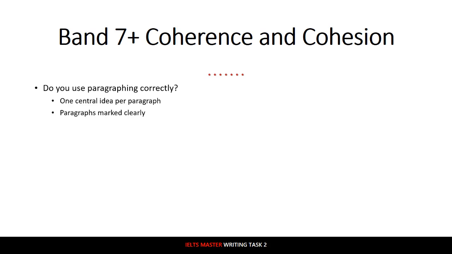First, do you use paragraphing correctly? Do you have one central idea per paragraph? Do you mark your paragraphs clearly? The way I recommend you mark your paragraphs clearly is by skipping a line when you finish one paragraph. Another way to say this is by leaving one line blank after you finish a paragraph. This makes it very easy for the examiner to see when you're starting a new paragraph.